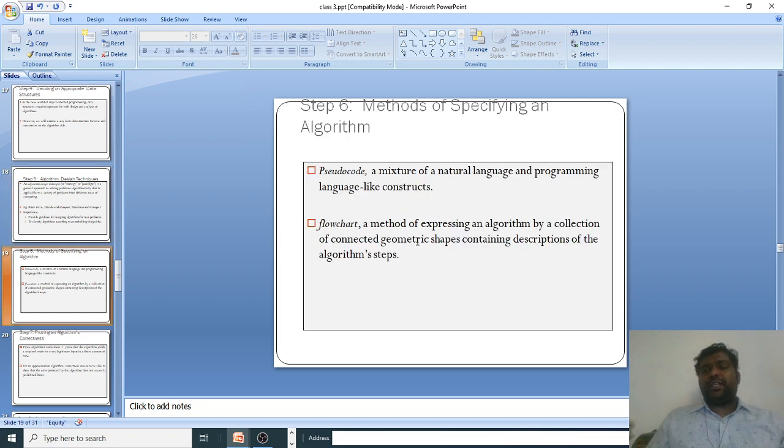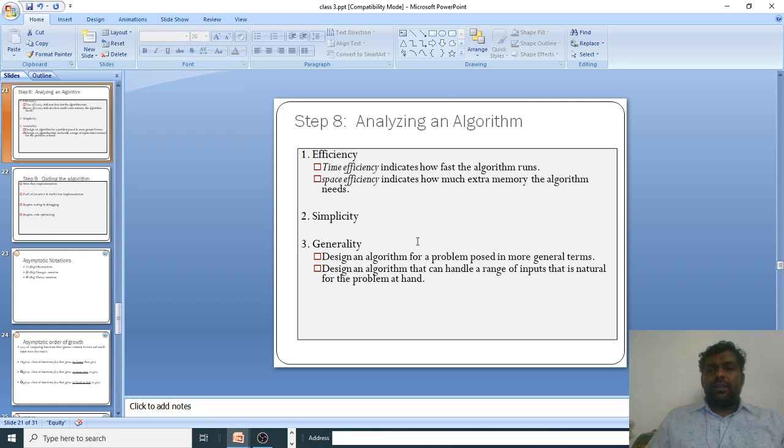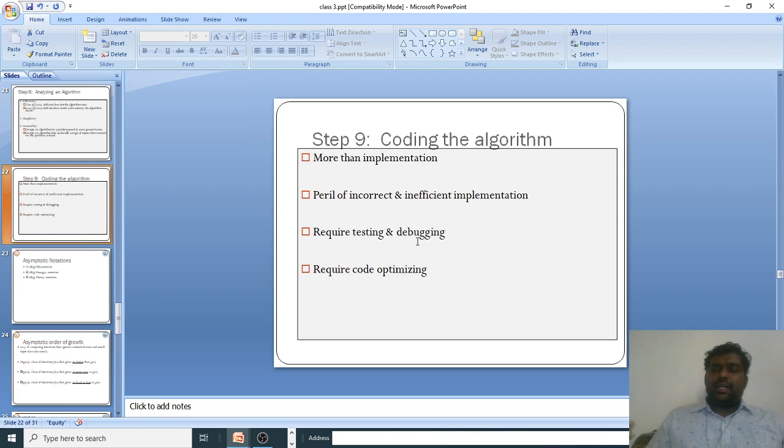Next, methods of specifying an algorithm: whether you write pseudocode or a flow chart. Next, you prove the correctness: for n number of inputs, you get the required output. Next, you analyze the algorithm: you find the time efficiency, the space required, and how you can simplify your algorithm, without recursion or with substitution or using any other method. Next, you code the algorithm.